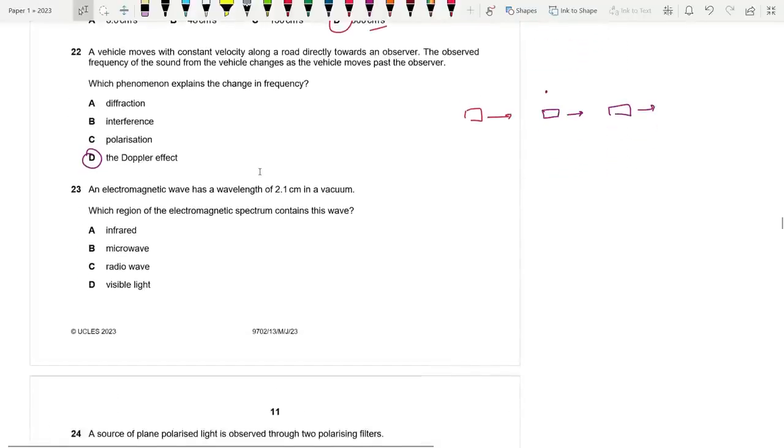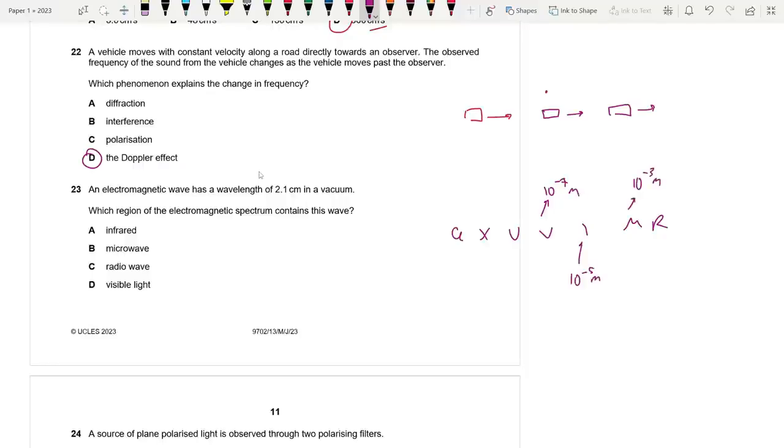An electromagnetic wave has a wavelength of 2.1 centimeters in a vacuum. Okay, so remember this: GXUVIMR. So this is 10 to the power minus 7 meters. This is approx 10 to the power minus 5 meters. This is approx 10 to the power minus 3 meters. And this is 10 to the power minus 1 meters and above. So 2.1 cm is 2.1 into 10 power minus 2. How much is that? 2.1 into 10 power minus 2 is 0.021 meters.